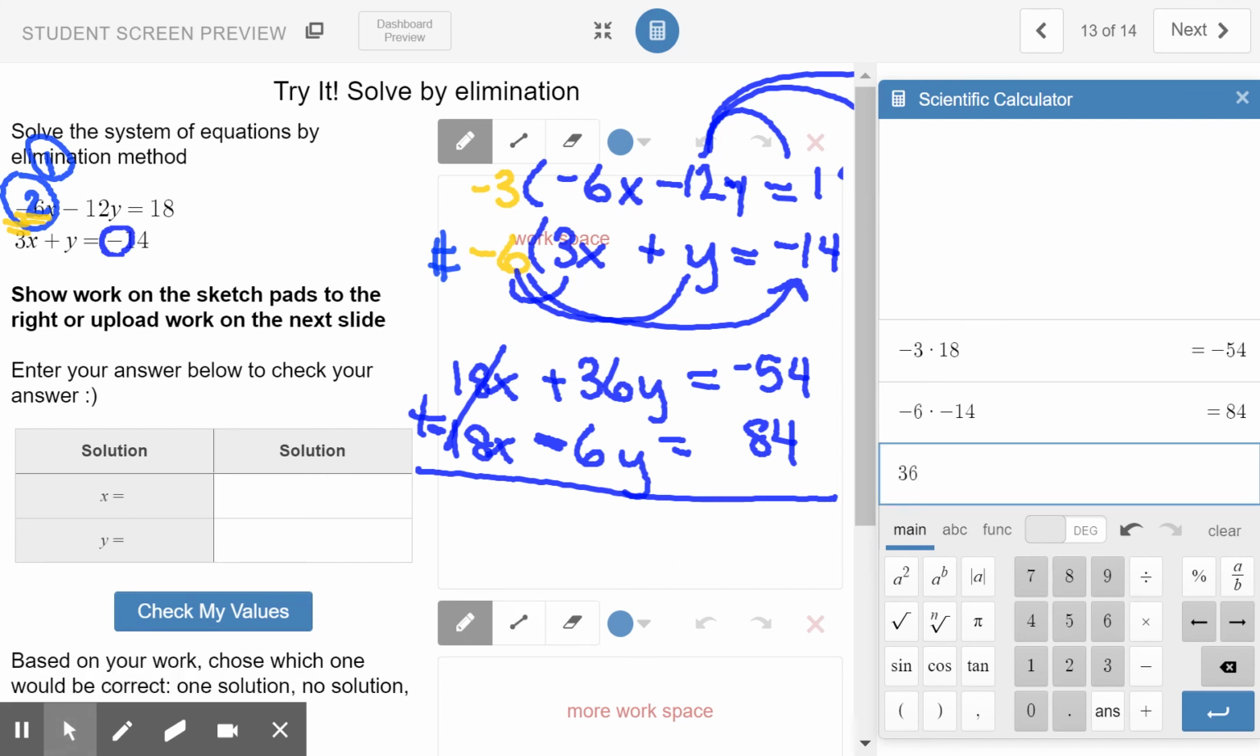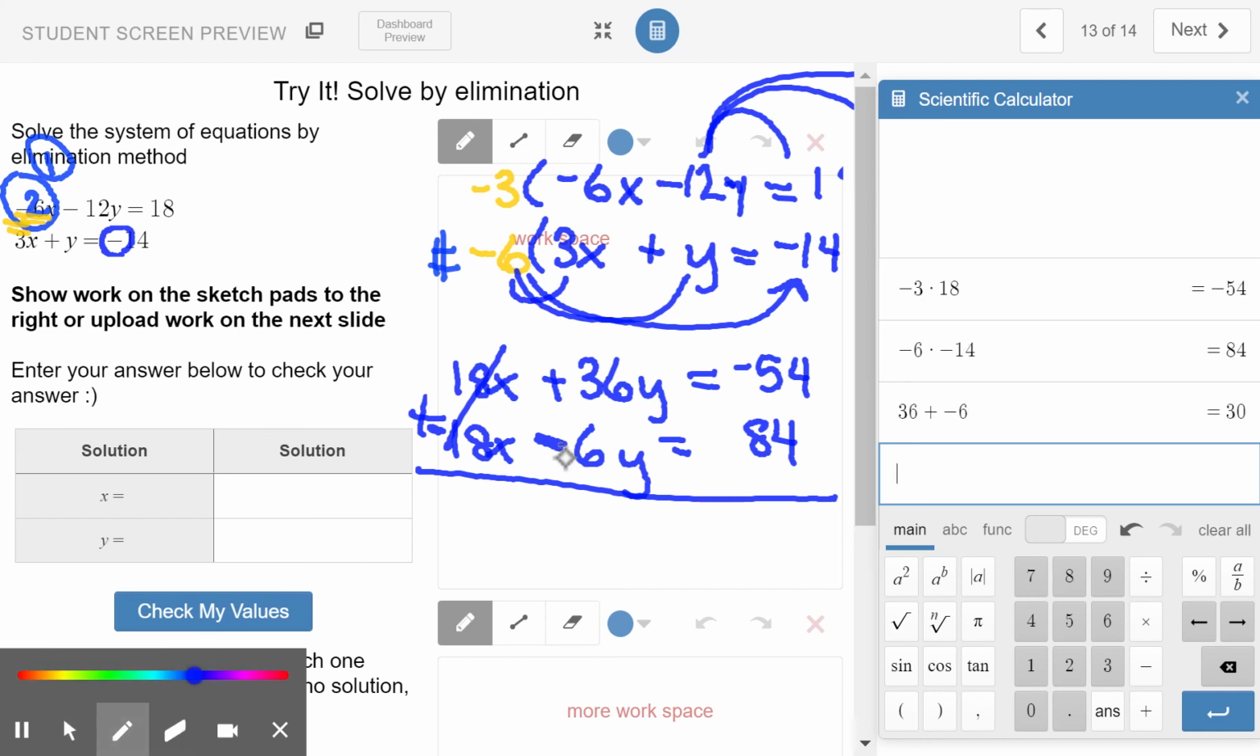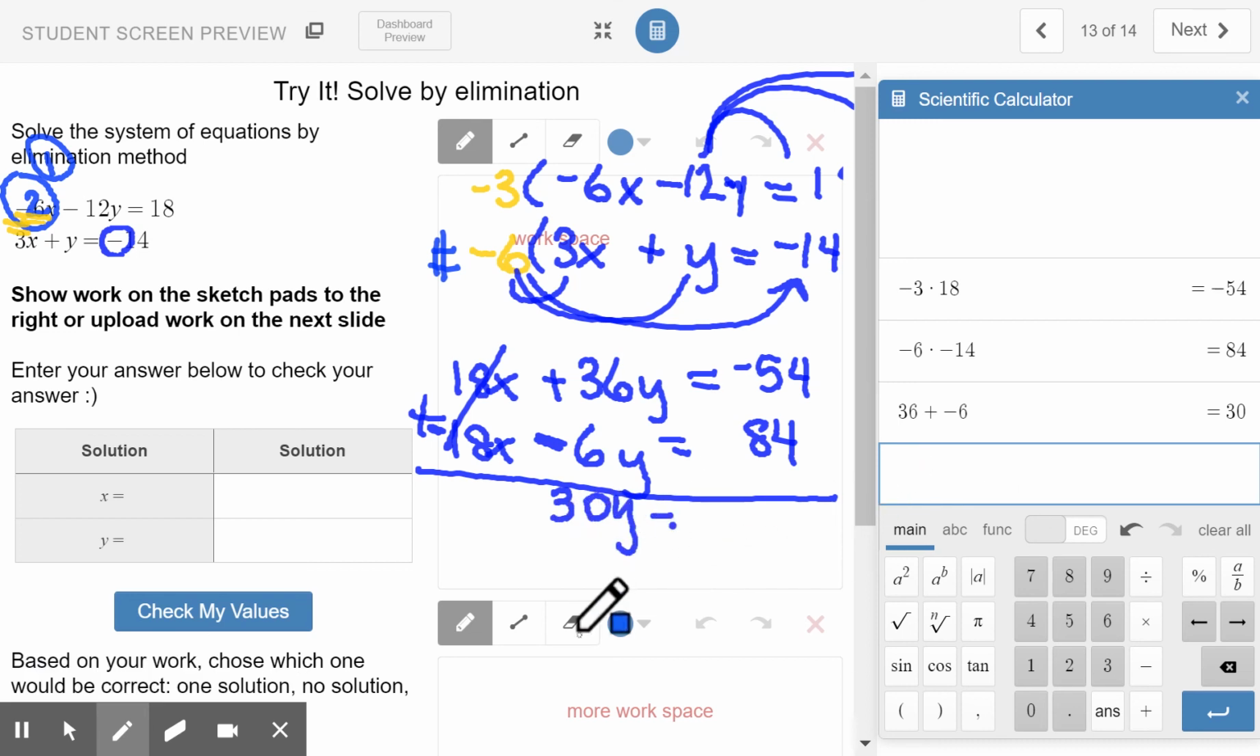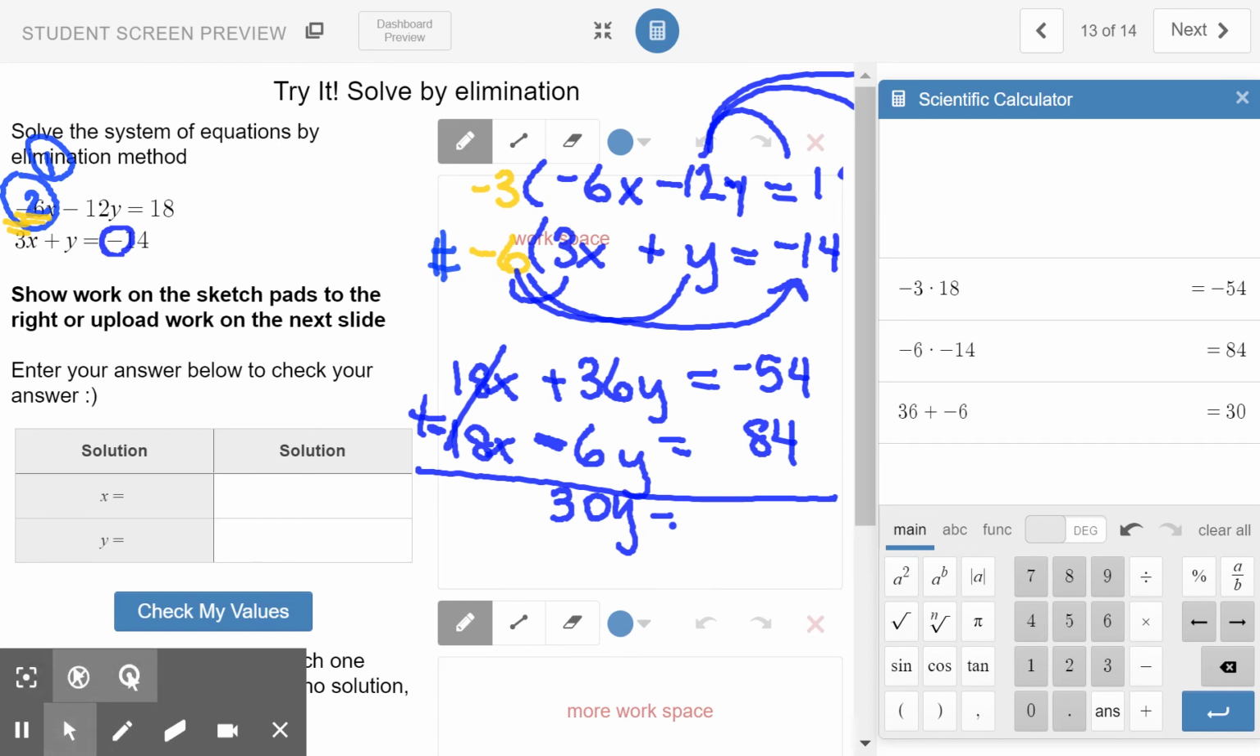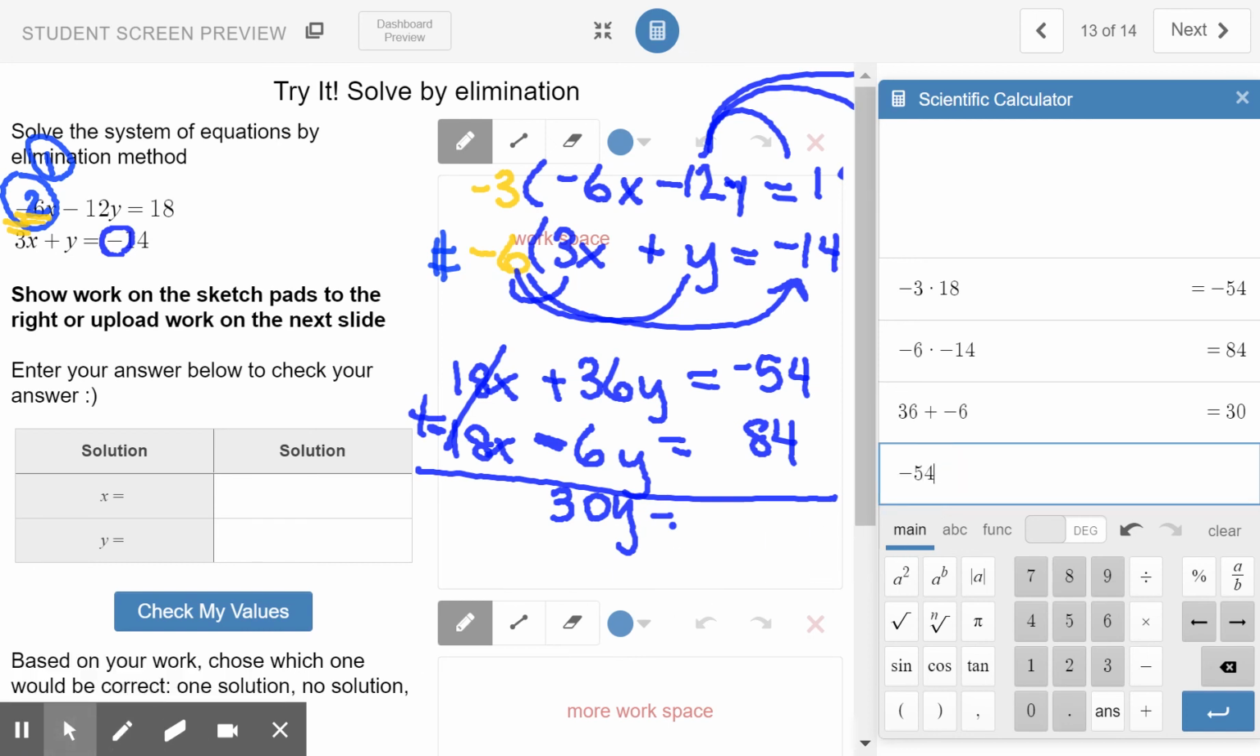So then we have 36 plus negative 6. So that's going to get us a positive 30y. And when you're typing in the calculator, you want to do it exactly how you see it. So negative 54 plus 84 gets you a positive 30. And then divide by 30. And then y equals 1.